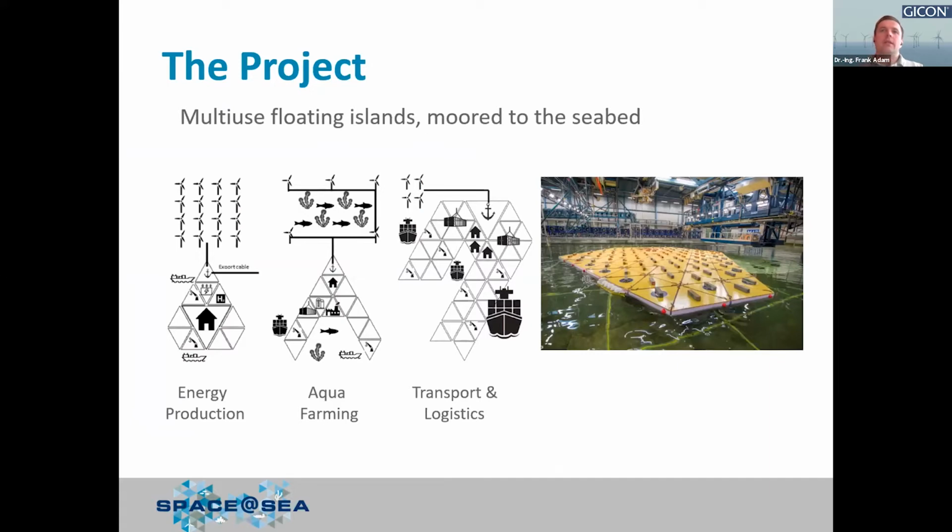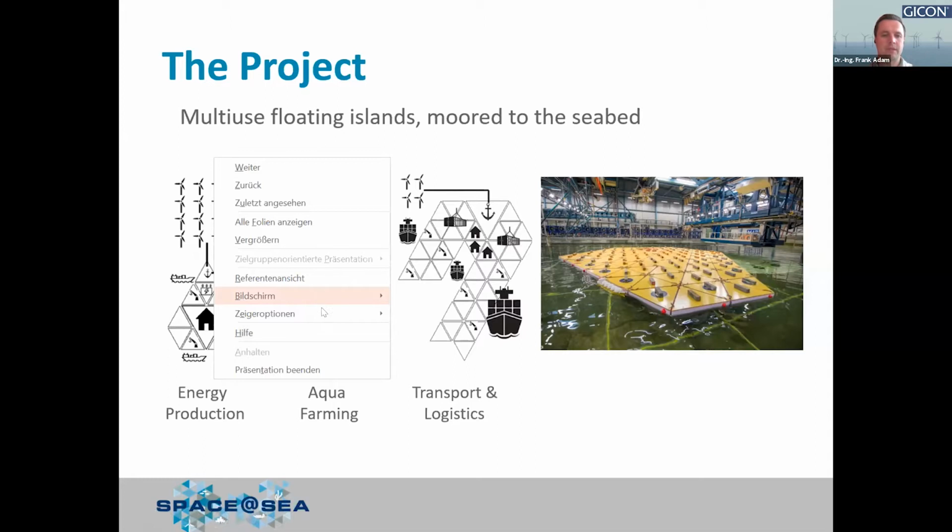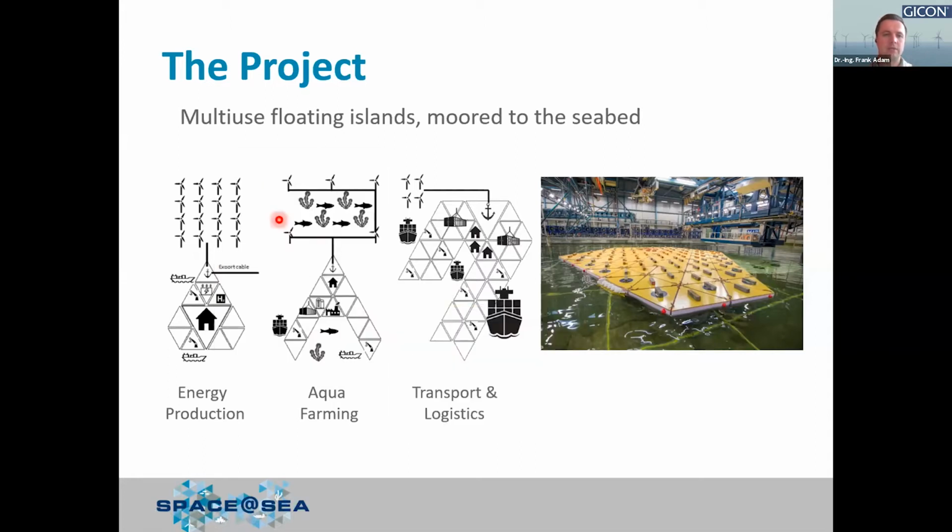We, as GCON, together with the University of Rostock, worked with a lot of other partners from the EU in a project by the name Space at Sea, and parts of the results of this project will be highlighted during this webinar, during this presentation. For example, the highlight will be set on the so-called energy production, where an offshore wind park is used to provide electricity to an operation maintenance hub / to offshore production facilities.